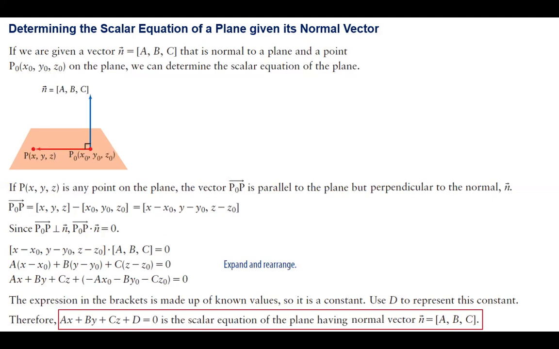So basically, if you have a normal vector, you can express the scalar equation of that plane. Or if you have a scalar equation of a plane, you can directly find a normal vector of that plane. You understand? Okay, I'll give you 1 minute to have a look at this concept here.